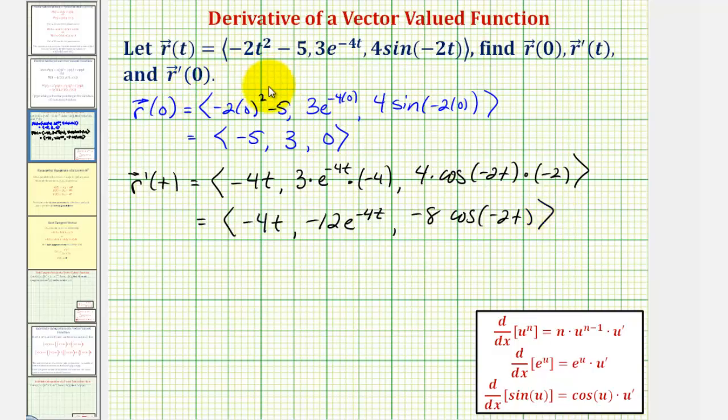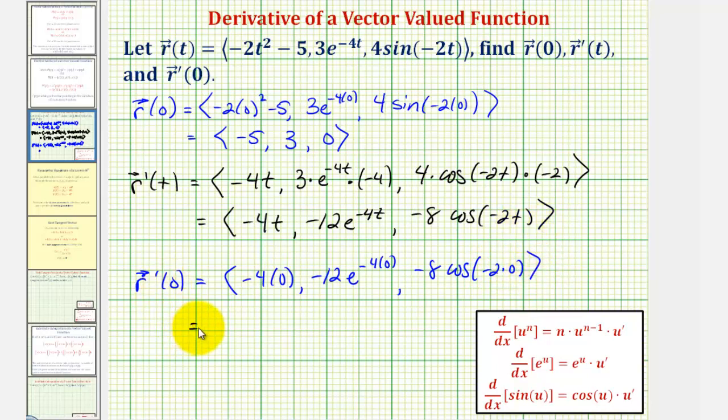So now to find r prime of 0, we'll evaluate the derivative at t equals 0. So r prime of 0 would have an x component of negative 4 times 0, a y component of negative 12 times e raised to the power of negative 4 times 0, and a z component of negative 8 times cosine of negative 2 times 0. And simplifying one more time, the x component would be 0, the y component would be negative 12 times 1 or negative 12, and since cosine 0 is 1, the z component is negative 8.